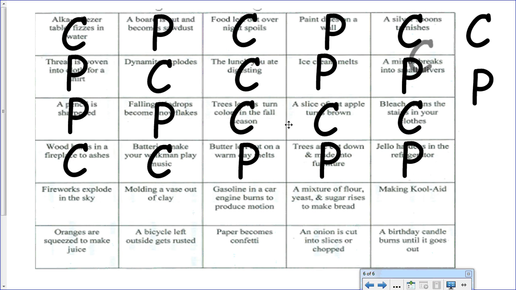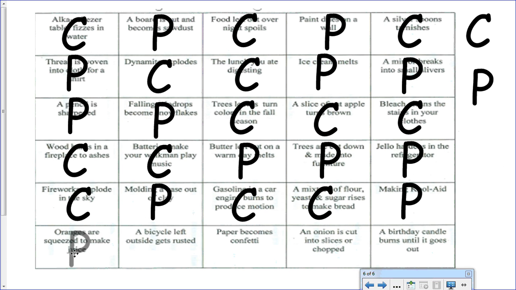Fireworks exploding is chemical. Making a vase out of clay is physical. Gasoline burning to produce motion is chemical. The mixture of flour, yeast, and sugar to make bread is chemical. Making Kool-Aid, physical. Oranges to make orange juice, physical. A bicycle rusting is chemical.